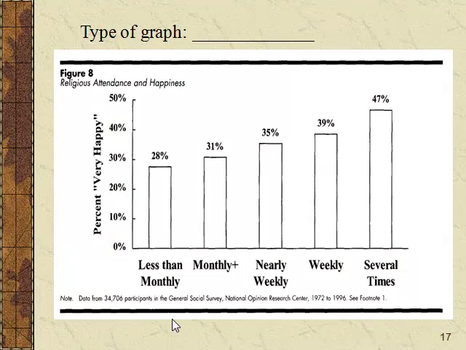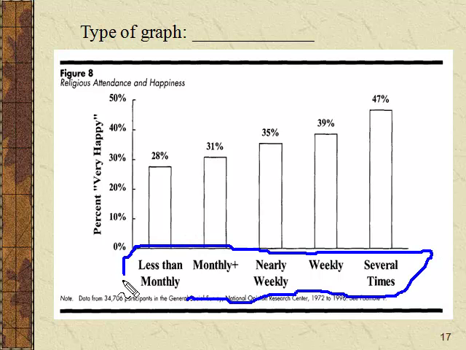Okay, here's another graph. So look at it for a second and hit pause and try to figure out the kind of graph it is. All right, if you guessed or knew for sure that it's qualitative data down here, and that again you have a frequency distribution where you're looking at the percent that are very happy, what we would call the relative frequency, you're going to see that this is a bar graph because the data are qualitative. So we go here from less than a month to monthly to nearly weekly to several times in terms of folks' religious attendance.